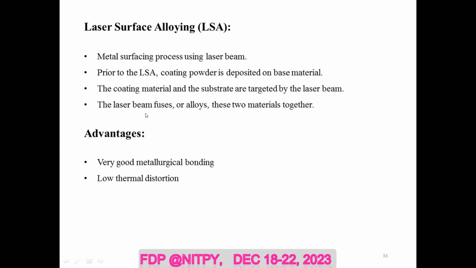The pre-placed alloy powders will be fused using the laser source. When fusing the alloy powders, it will intermix with the substrate material to a particular depth. The advantages of laser surface alloying are very good metallurgical bonding, and the thermal distortion is very low when compared with other processing.